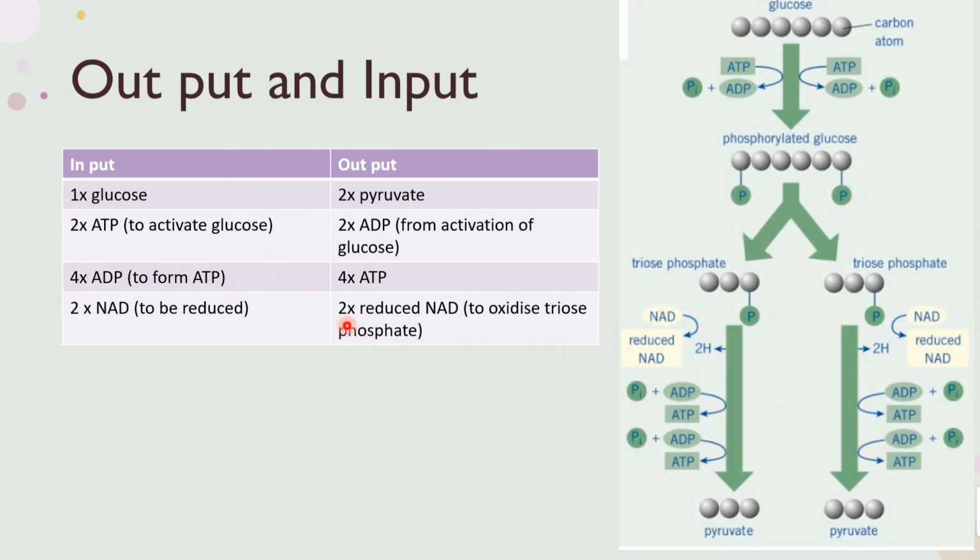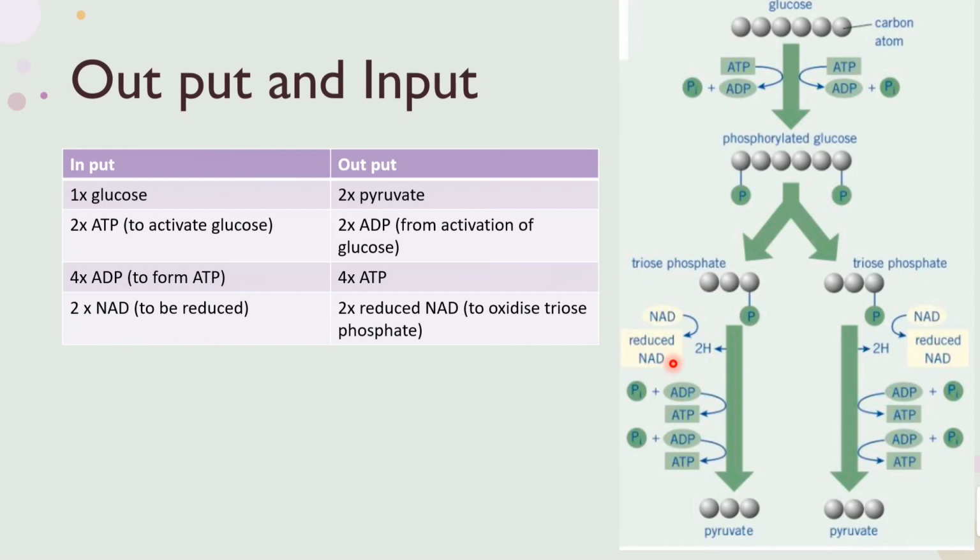And we've also produced 2 reduced NAD. So during our oxidation of triose phosphate, our triose phosphate has lost hydrogens, and this has gone to reduce our NAD that is now reduced NAD, and these are used later on in respiration.